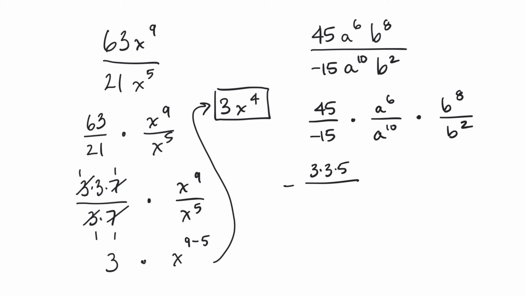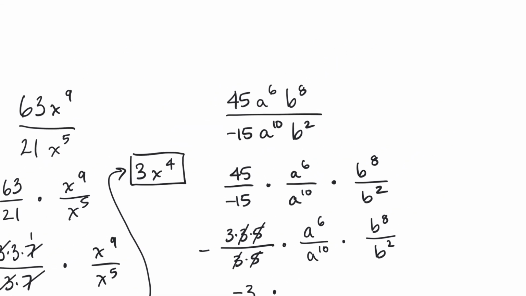And don't forget there's a negative out here. So I just moved the negative out in front, which is okay to do. And we'll cancel. So I should be left with negative 3 there. And then I still have times a to the 6th over a to the 10th times b to the 8th over b to the 2nd. And so I've got 2 quotient of powers here.